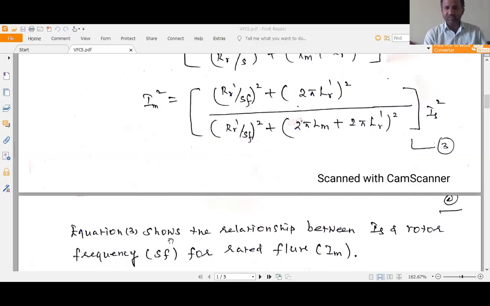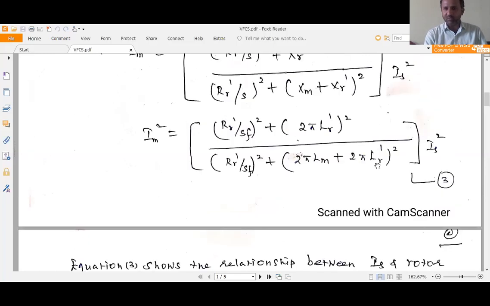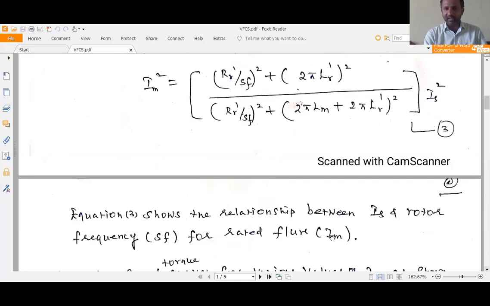Equation 3 shows the relationship between Is and the rotor frequency, because the value of Im square is equal to Is square into some value. So the value in equation 3 depends upon Is and the frequency. Rotor frequency is nothing but SF, the rotor frequency for the rated flux. Im is the rated flux.